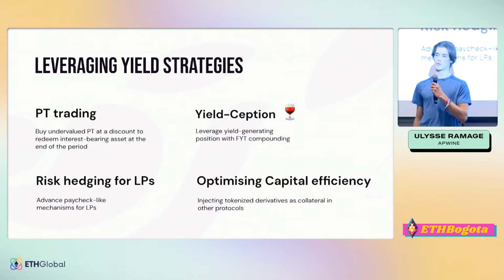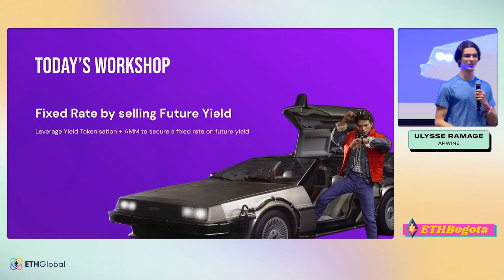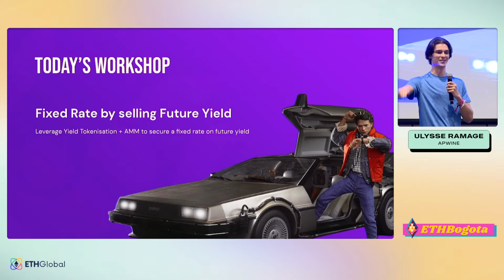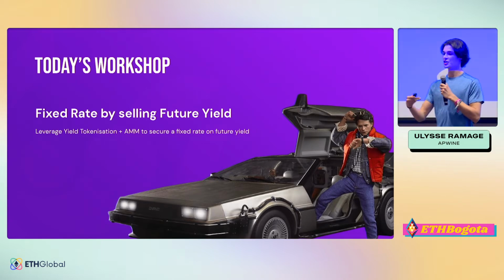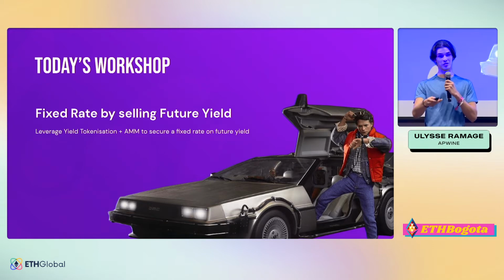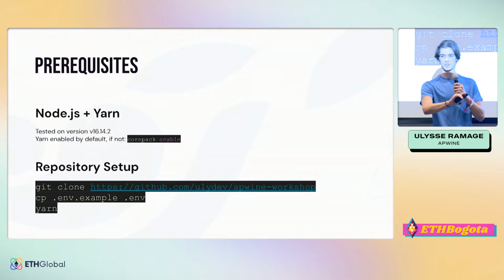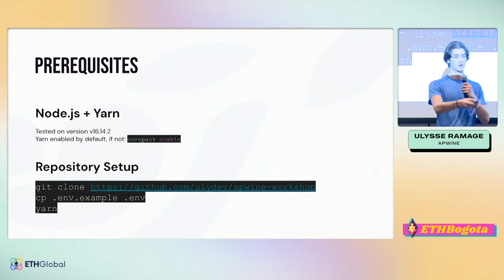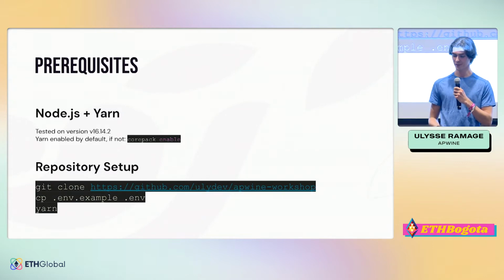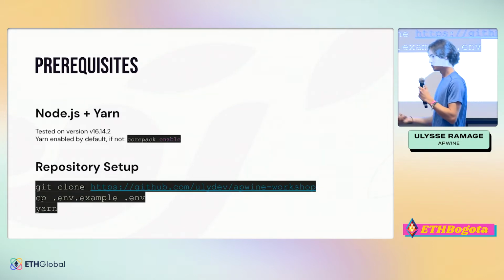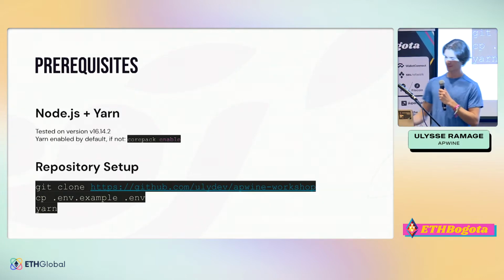Now, without going into too many strategies, this is what we're going to be doing today. Today's workshop is about going back to the future to fix your rate on your yield. So we're going to be leveraging the yield tokenization part of APWine plus the APWine AMM in order to build this strategy. So some of the prerequisites, and if you have your computer, it's great. If you don't, you can just follow along, but it's also very easy to follow with the GitHub repo. So you need Yarn, Node.js, and we're going to be starting now with the repository setup.